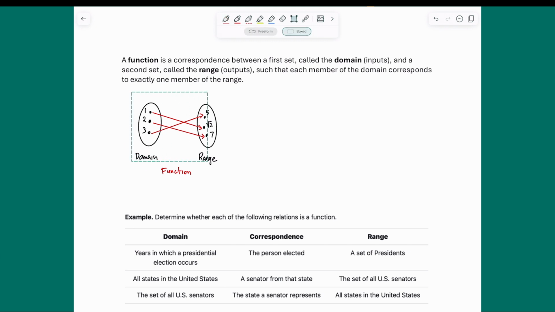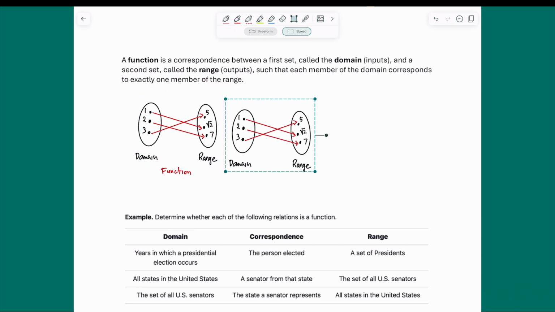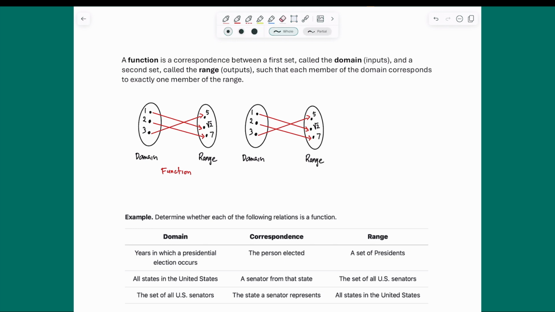In other words, every member of the domain corresponds to exactly one member of the range. Let me copy this picture and tweak it a tad to give you another example. Maybe we didn't have 5 there, and it looked more like this, where an input of 1 gave us the square root of 2, 2 also went to the square root of 2, and 3 went to an output of 7. That is still a function, because every member in the domain corresponds to exactly one member in the range.